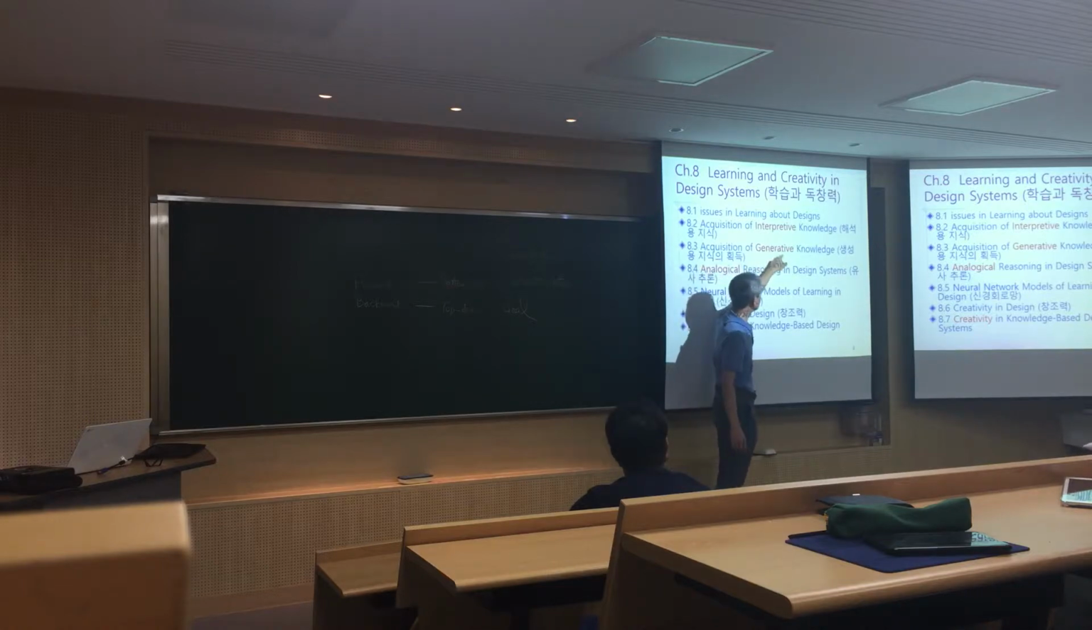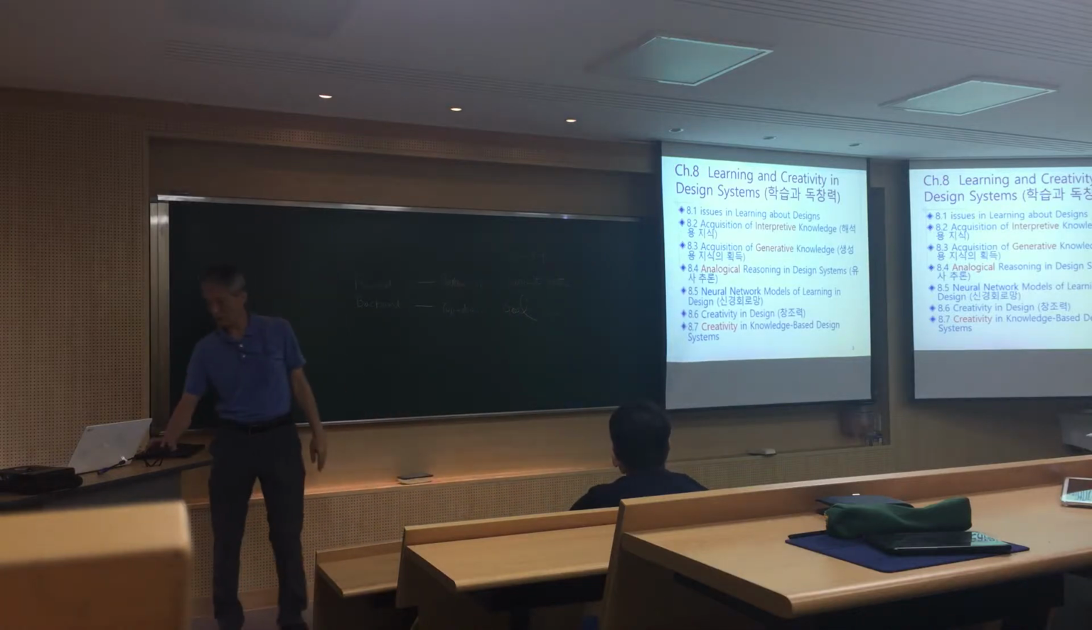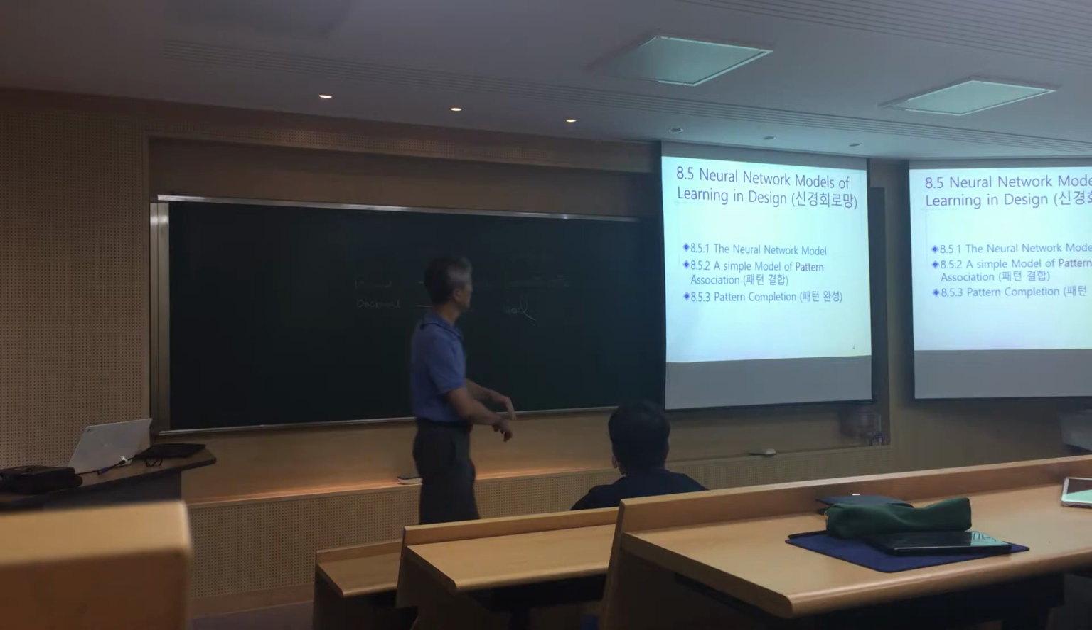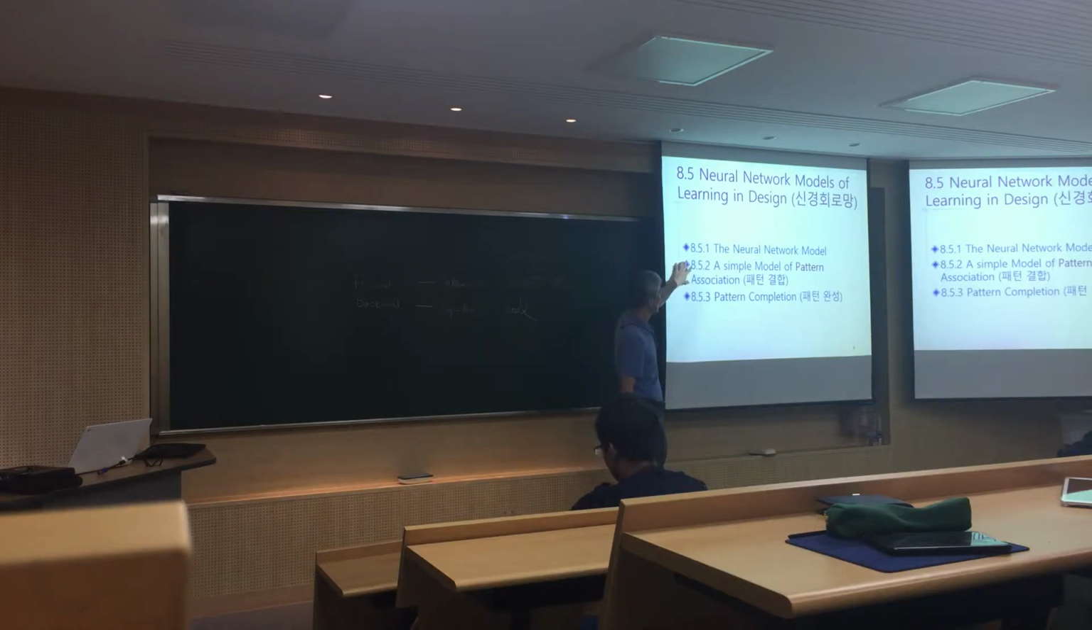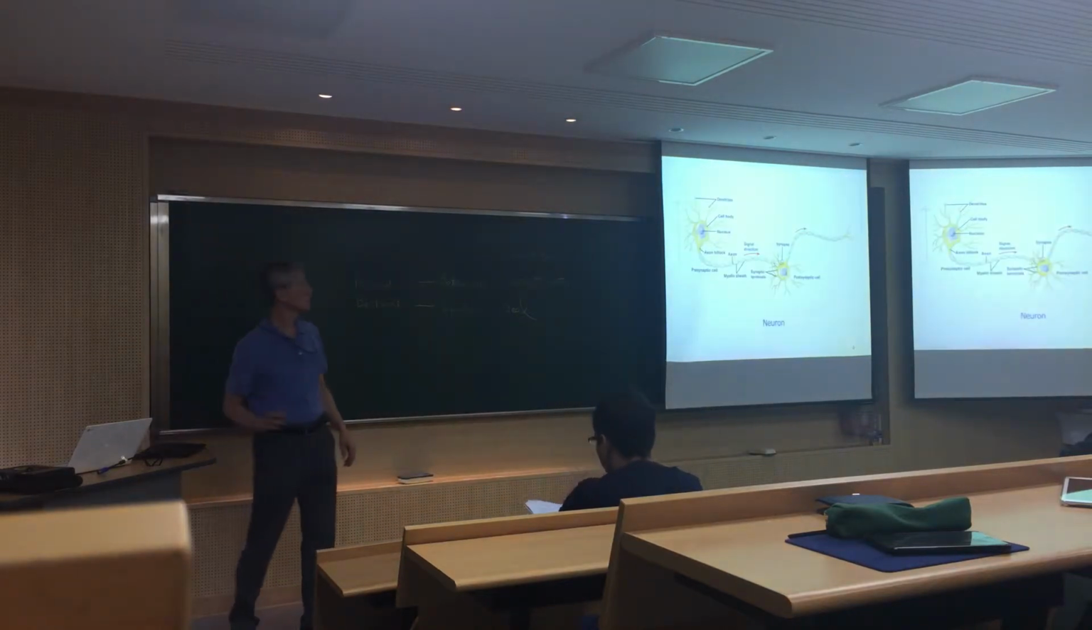You asked about what generative knowledge is; they are saying, how can I generate knowledge. And analytical reasoning, neural network, and design creativity. Okay, so I can go on to the subsection of neural network, of learning and design. So what is a neural network? The book provides a simple model of pattern association or pattern recognition. This is making or combining patterns, and pattern completion is a sample use of a neural network.